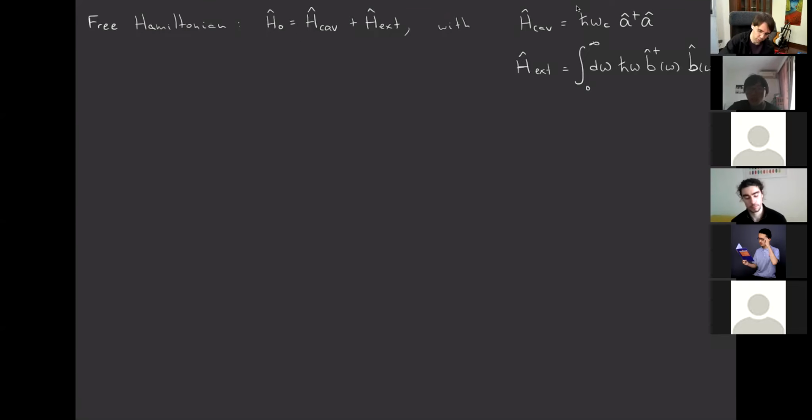And now we need an interaction. So the interaction, I am going to write it down and then I will convince you that this is the right interaction. So the interaction is very simple. In principle, it takes this form. So the interaction between the external field and the cavity field cannot be anything too different from this expression that I am going to write. So let me write it down and then we discuss it.